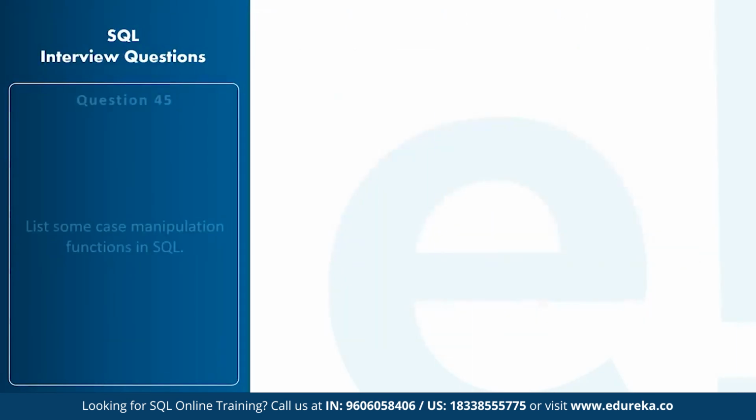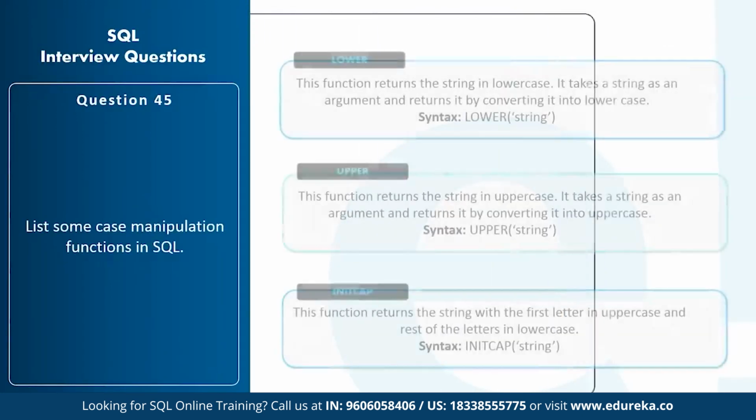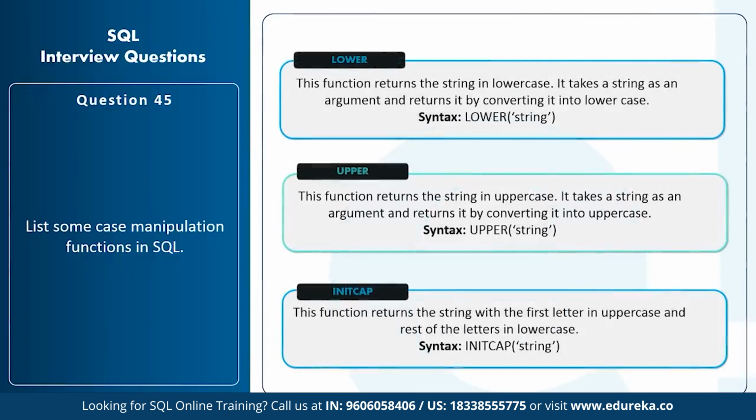Now let's move forward to our next question, that is, list some case manipulation functions in SQL. So there are mainly three case manipulation functions in SQL, that is the lower, upper, and the initcap. Now talking about the lower function, this function basically returns the string in lowercase. It takes a string as an argument and returns it by converting it into lowercase. The syntax of this particular function is basically lower, and in brackets you mention the string in quotes.